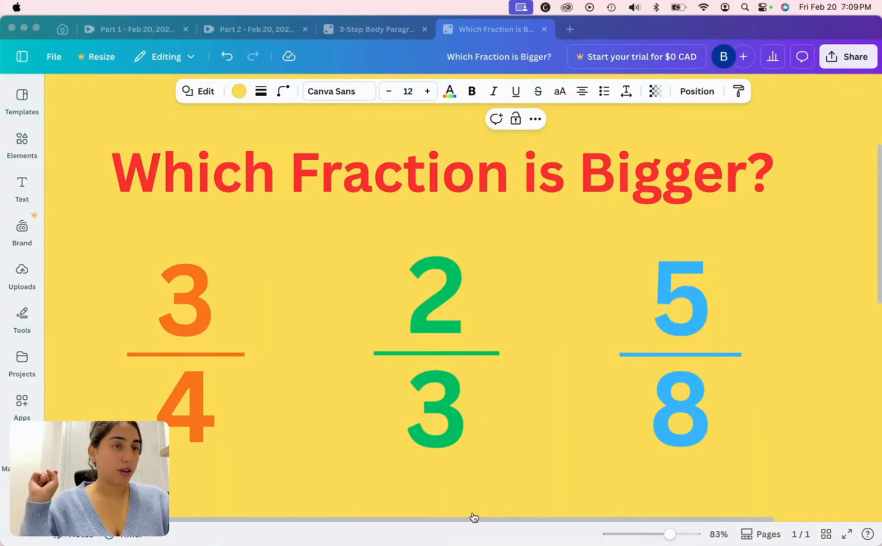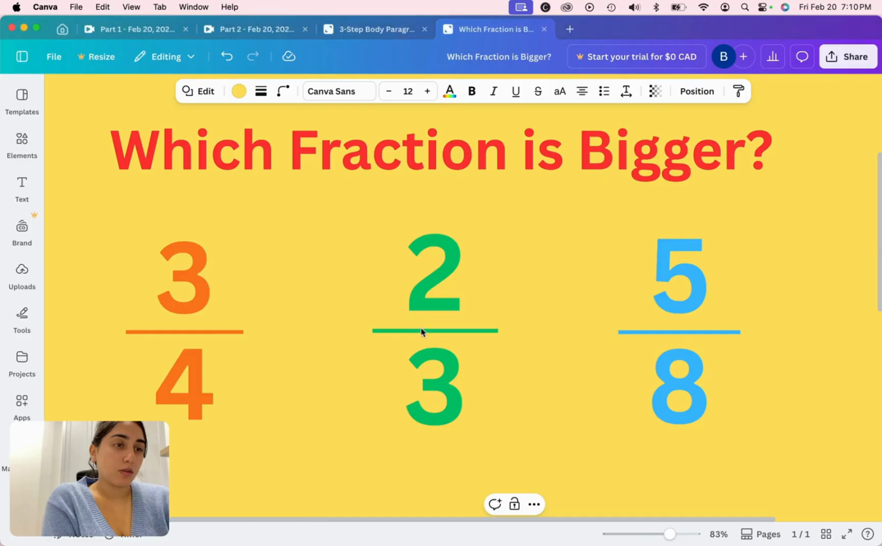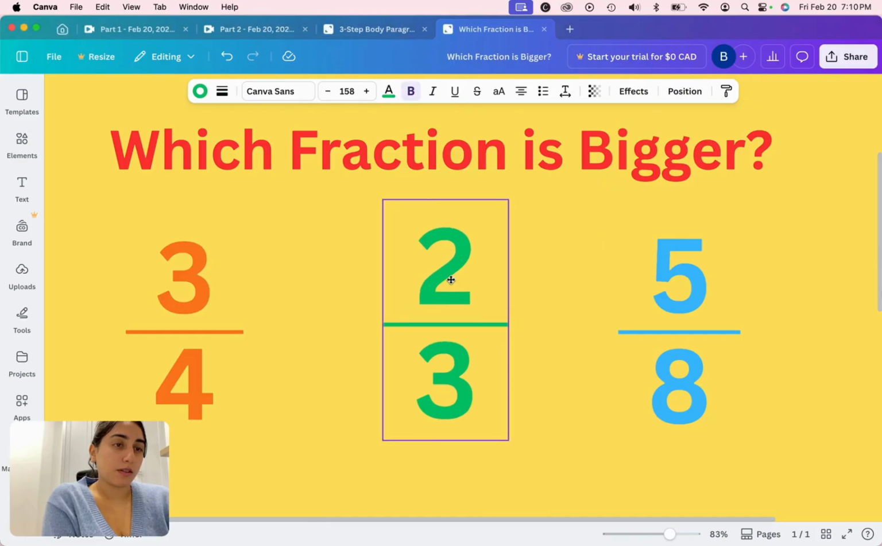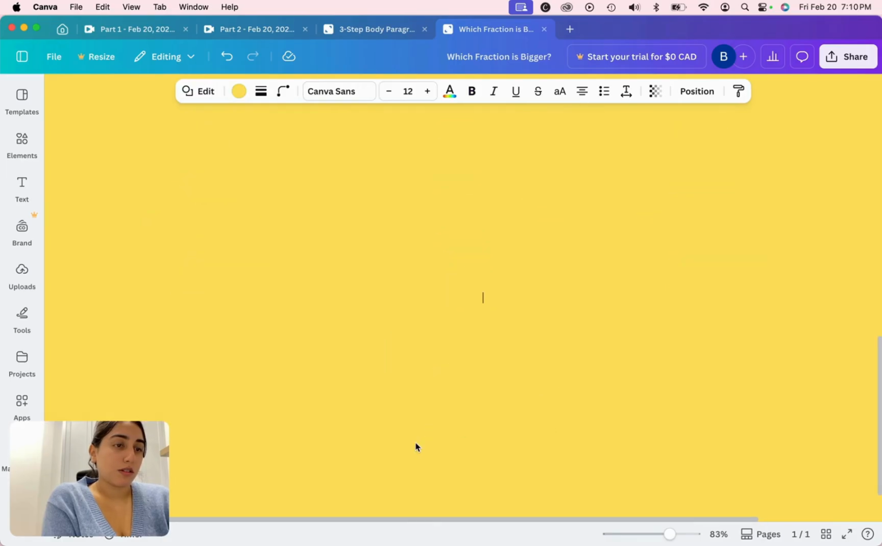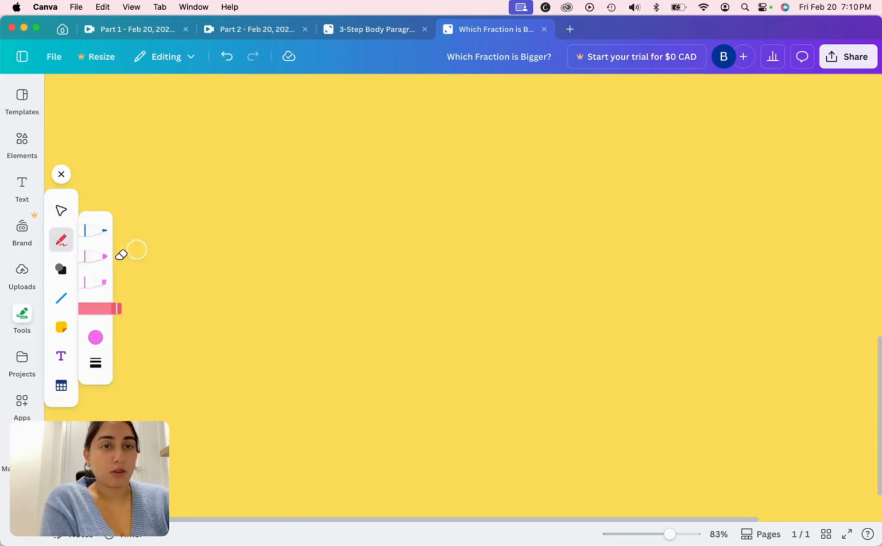Okay, we are going to solve this quiz question that I had on one of the most recent quizzes. It's which fraction is bigger out of these three? So we'll just get right into it. You want to start by figuring out what the lowest, I'm just going to write this down. Lowest common multiple is between the numbers that you have.